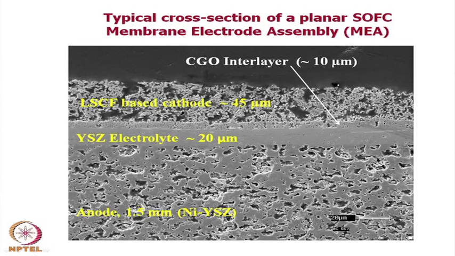The cathode is not LSM, it is LSCF, and then CGO as the interlayer functional layer. Okay. The CGO is about 10 micron, this is 20 micron, this is 10 micron, and this is about 15 micron, this is about 1.5 millimeter. So, this is a typical cross section, and as you can see, to make a dense material within the porous material by a co-firing technique is always a difficult job. So, this is a typical cross section of a planar SOFC membrane electrolyte electrode assembly.